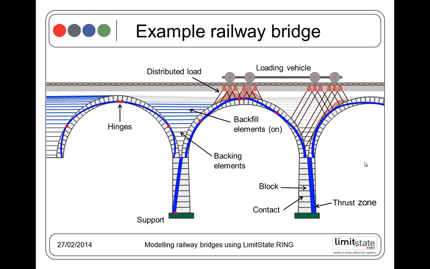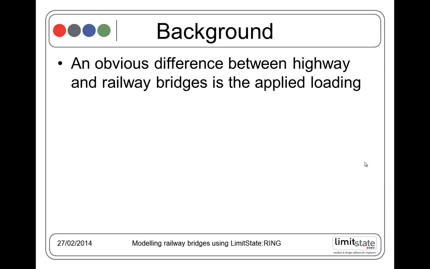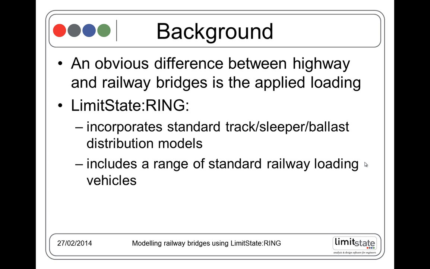What distinguishes a railway masonry arch bridge from a highway masonry arch bridge? The key thing is loading. In LimitState Ring, partly because of its pedigree, the fact that it was developed through support from the railways, we incorporate track sleeper ballast distribution models, and also we incorporate a range of standard loading vehicles for convenience, although you can add very easily your own loading vehicles if you wish.